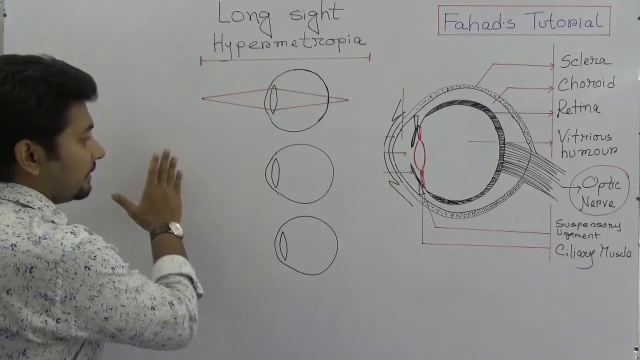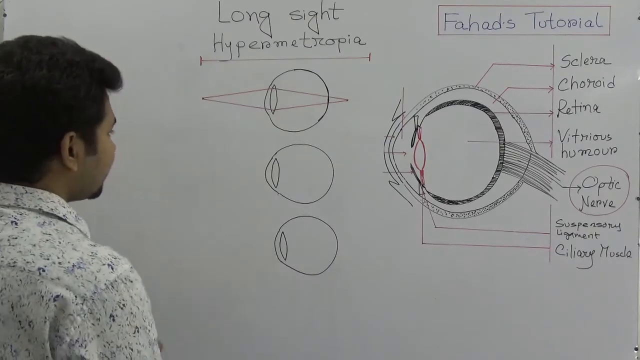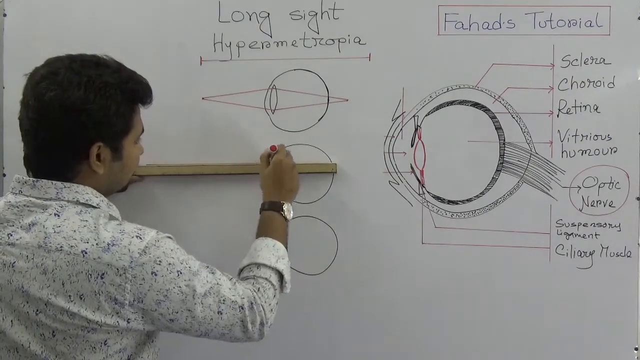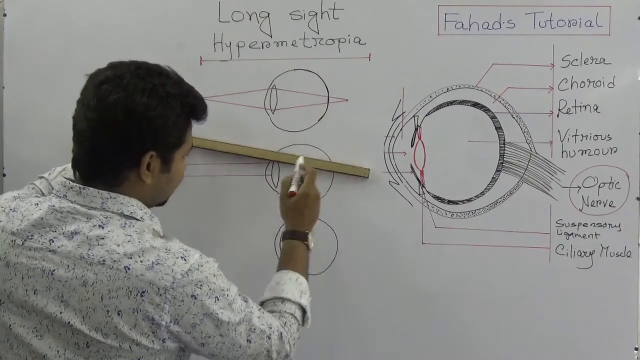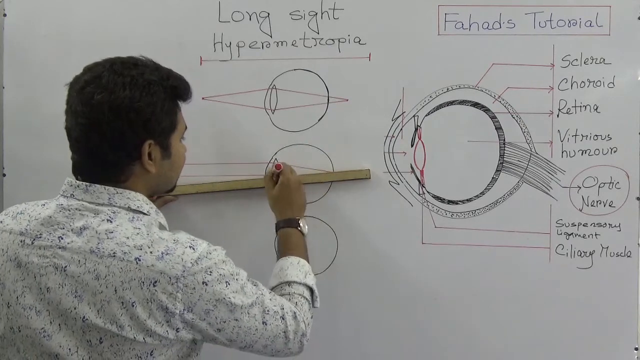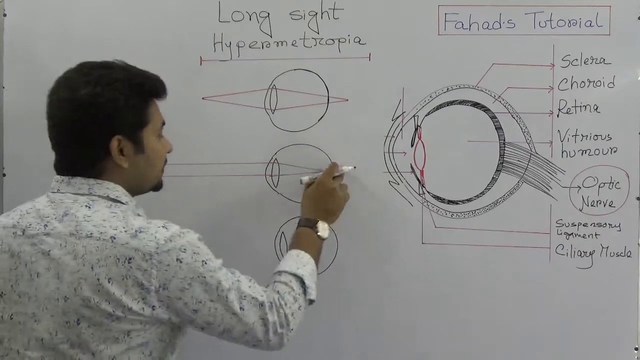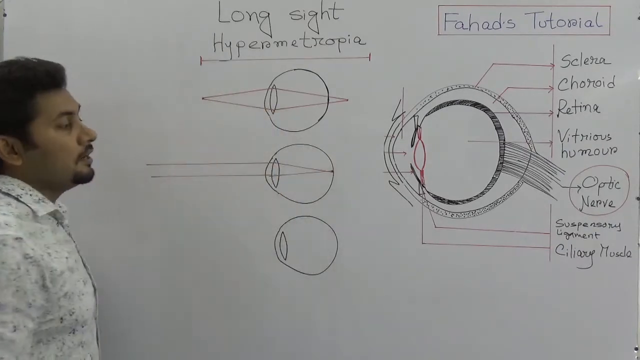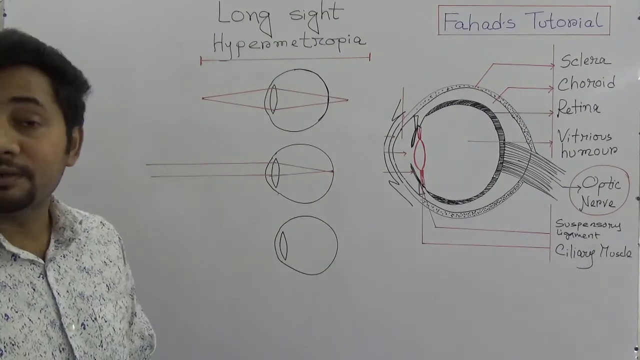But if light is coming from a distance, then what is happening? When light is coming from the distance, then after the refraction they're actually meeting here in the retina. So this is visible, but this is not visible. So as it is blurred, what can we do?